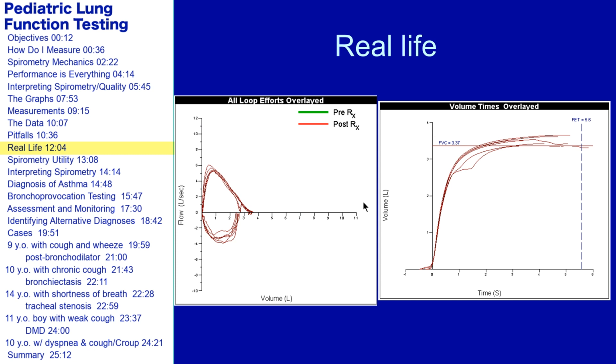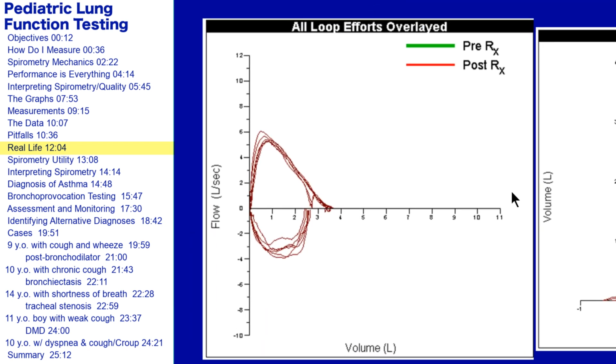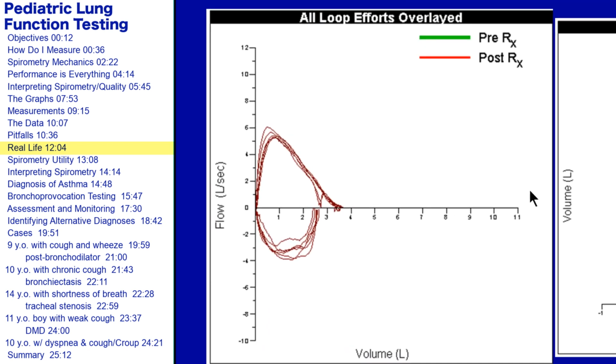Here I'm showing you some real-life data on pulmonary function testing from a child. And what you end up seeing is a mix of all of the things that I mentioned before, or at least a few of them. Some nice rapid rise to peak flow in the descending limb of the flow volume curve. Looks pretty good for most of them.